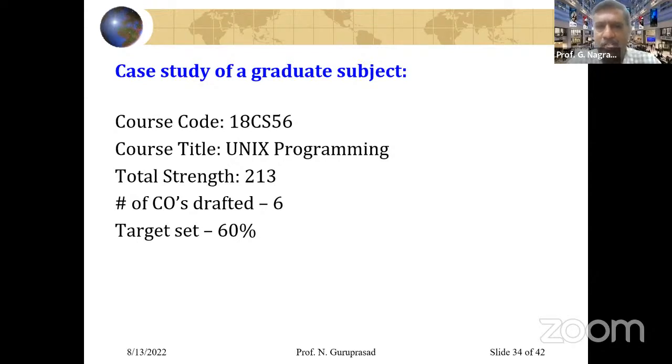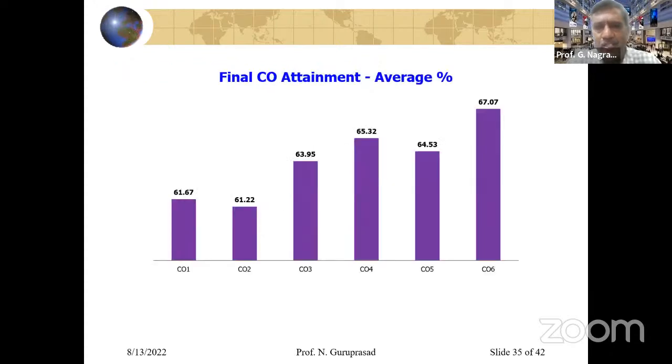The total strength of the class, not one class, it was spread over 3 sections, was 213. We had set a target of 60% for each of the course outcomes. So all the 6 course outcomes had 60% as a target. We adopted different methodologies of assessment. We had 3 internal tests followed by assignment, quiz, and a small mini project also.